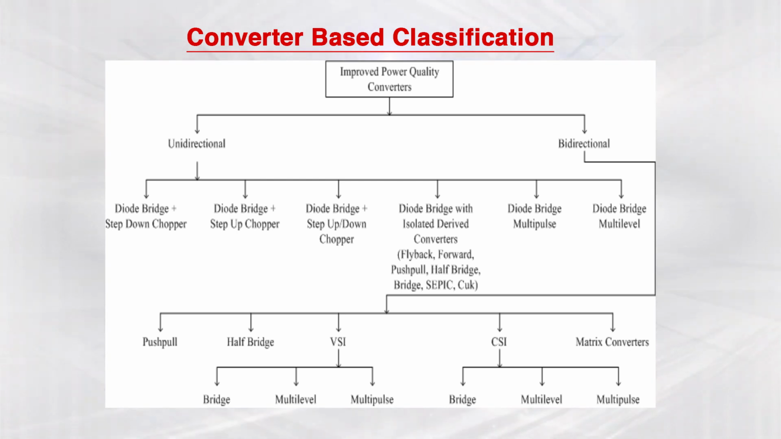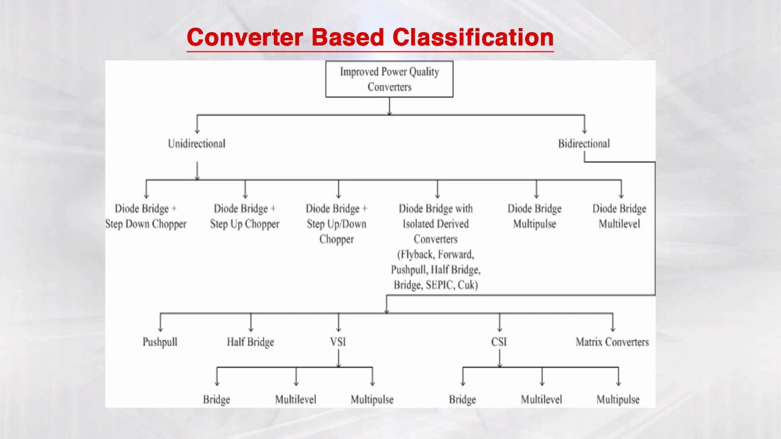We can use a diode bridge rectifier with a step down chopper, that is basically a buck converter. We may have a diode bridge rectifier with a two stage charger: initially we have a diode bridge rectifier, after that we may use a buck converter. We may use a boost converter along with the diode bridge rectifier, and we may use step up down, that is the buck boost. So, this way we can classify for unidirectional.